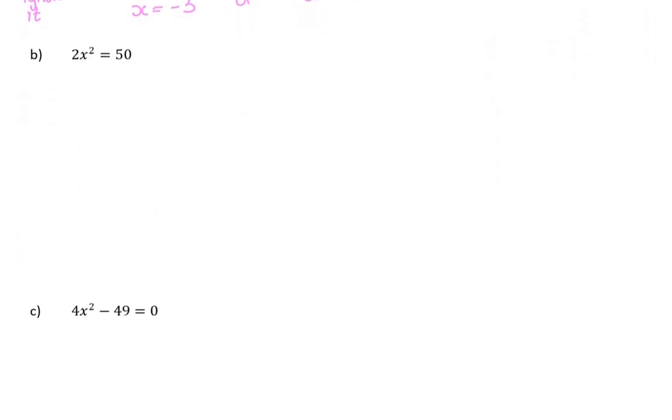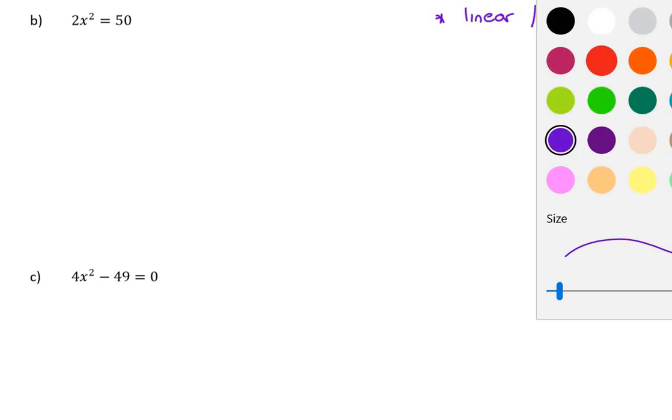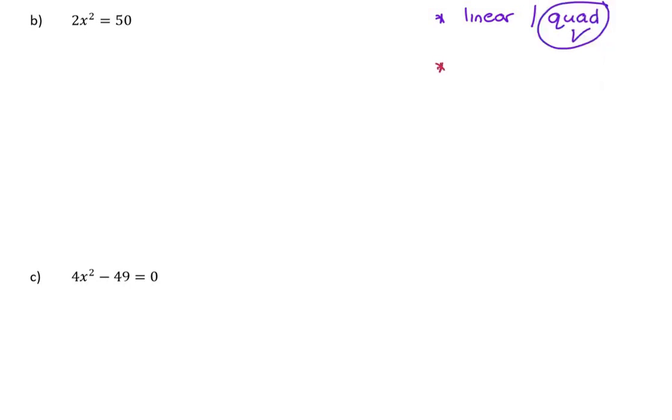The more examples you do, the better we get. So let's look at B. 2x squared equals 50. Now don't forget to write down these notes. These equations are so important, and so good notes are going to help you a lot in the future. So is this a linear or a quadratic equation? Oh gosh, it's got an x squared, so it's a quadratic equation. So now that I've decided that, what's my first step? I need to get one side equal to 0.